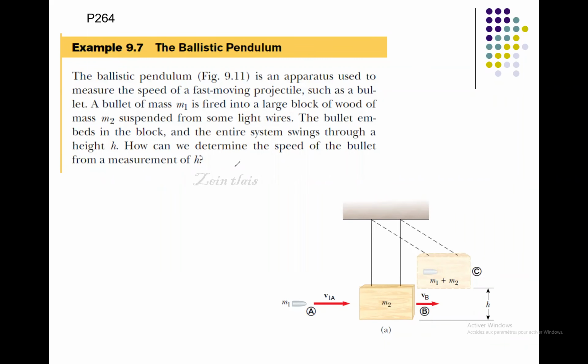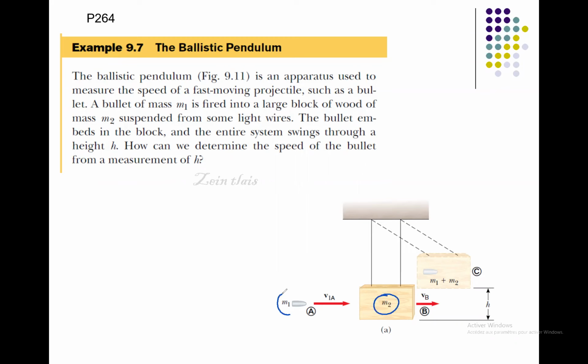Example 9.7, page 264. A ballistic pendulum. Here we have this pendulum. It's used to measure the speed of a fast moving projectile. We have a bullet of mass m1 fired into a large block of wood of mass m2.